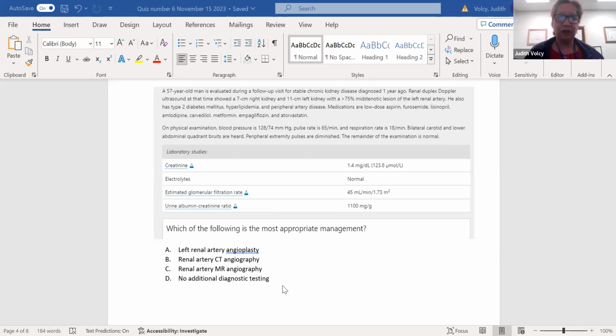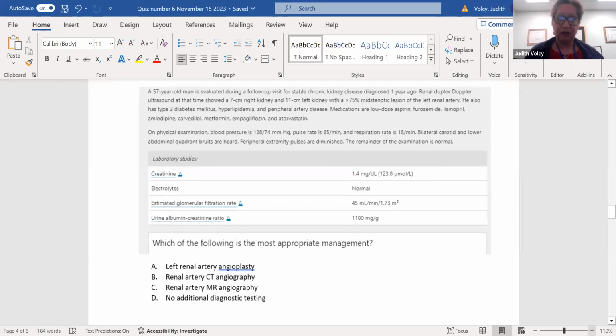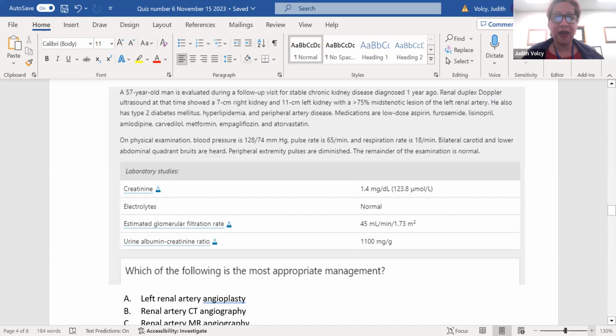Now, here's another question. So let me make it a little bit larger. Okay, so we have a 57-year-old man evaluated during a follow-up visit for stable CKD, diagnosed 1 year ago. Renal duplex Doppler ultrasound at that time showed a 7-centimeter right kidney and an 11-centimeter left kidney, with a greater than 75% mid-stenotic lesion of the left renal artery. He also has type 2 diabetes, hyperlipidemia, and PAD. He's on low-dose aspirin, furosemide, lisinopril, amlodipine, carvedilol, metformin, empagliflozin, and atorvastatin.